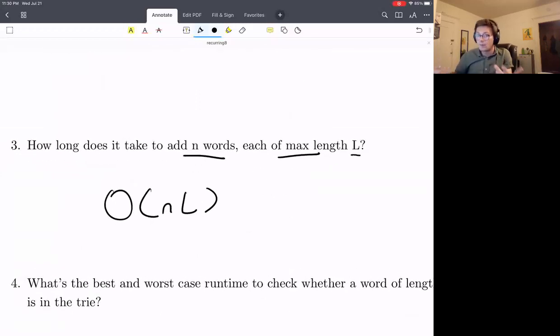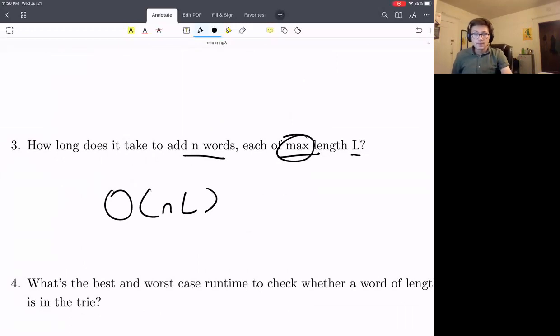Why is it O of NL and why is it not theta of NL, right? Because there's no way to break early. You always have to traverse the entire length of the word every time, right? So why is it not theta? And it's because of this max word. Remember that we are saying it is of maximum length L. It is not guaranteed that it is of length L.